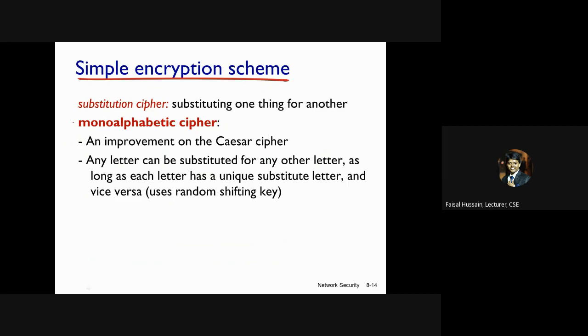Next we will talk about another class of encryption scheme called the mono-alphabetic cipher. This is an improvement on the Caesar cipher. You saw that there are only 25 possible keys, so you can find the result. But if we substitute each letter with a different random shifting key, and they are unique, then you have many more possibilities. The possibilities become 10 to the power 26, because for each letter there are 26 options to check. Any letter can be substituted by any other letter as long as each letter has a unique substitution, using the random shifting key.